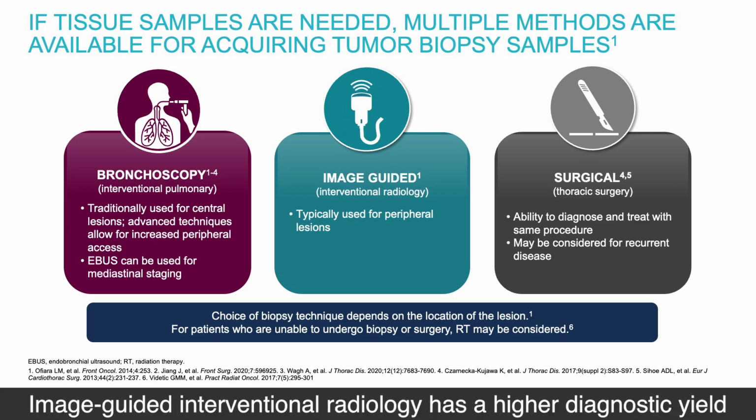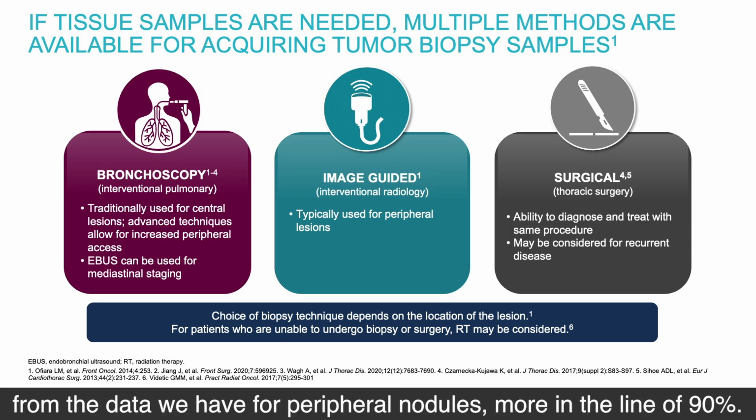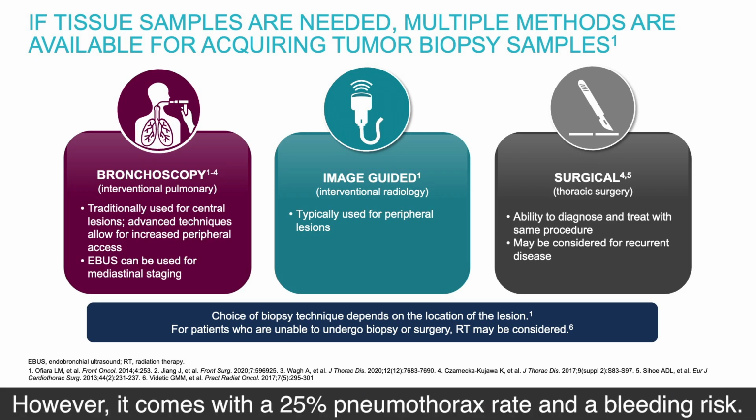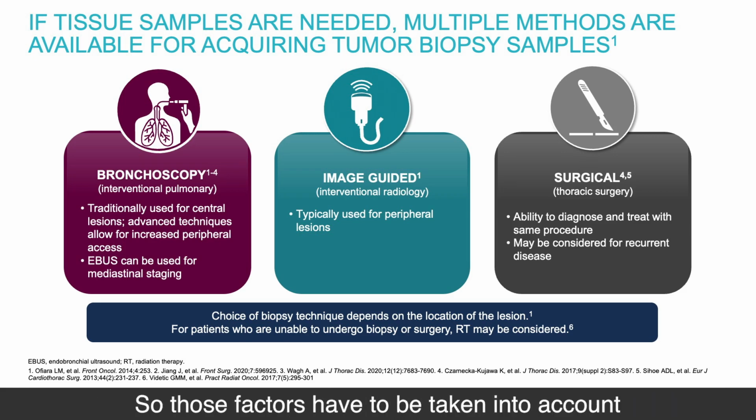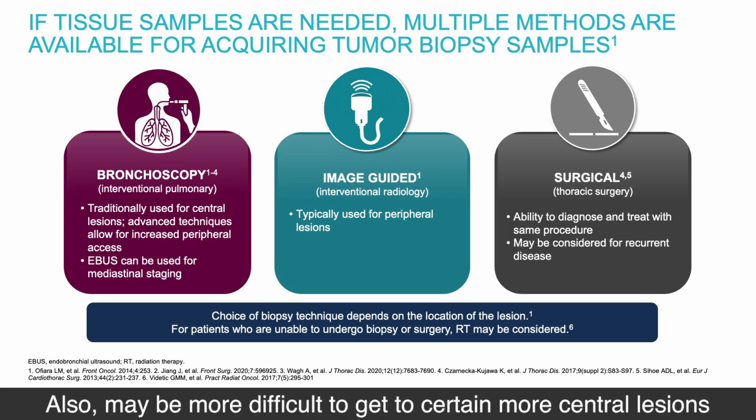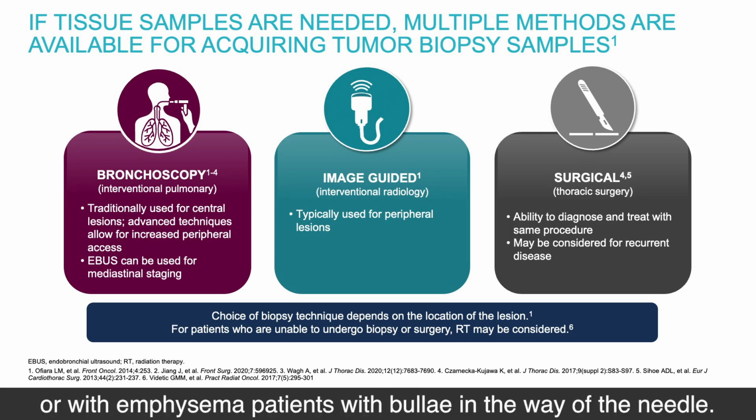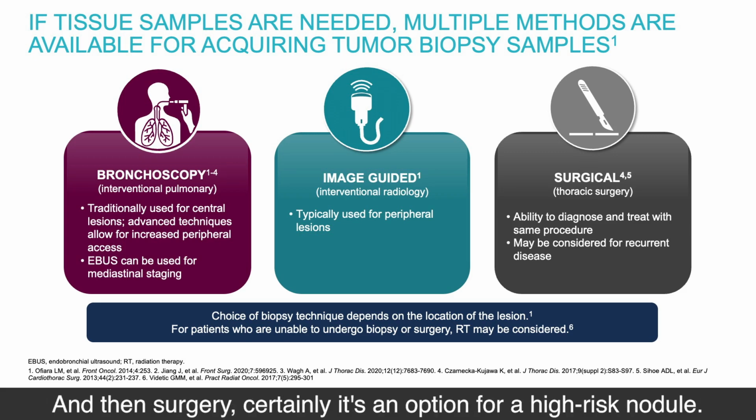Image-guided interventional radiology has a higher diagnostic yield from the data we have for peripheral nodules, more in the line of 90%. However, it comes with a 25% pneumothorax rate and the bleeding risk. So those factors have to be taken into account and are somewhat patient-specific. Also, it may be more difficult to get to certain more central lesions, or with emphysema patients with bulla in the way of the needle. And then surgery, certainly it's an option for a high-risk nodule.